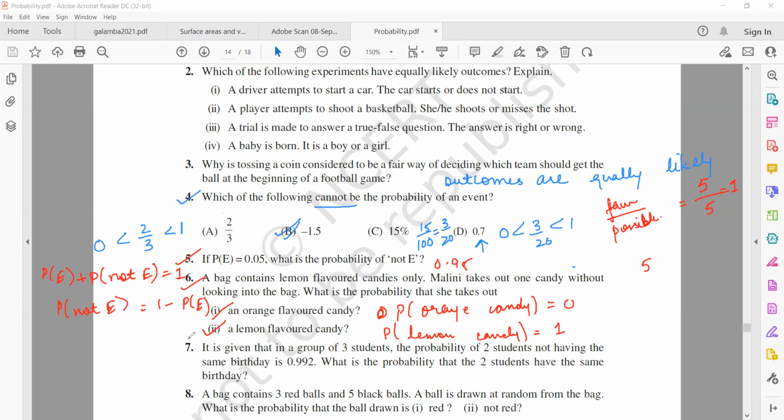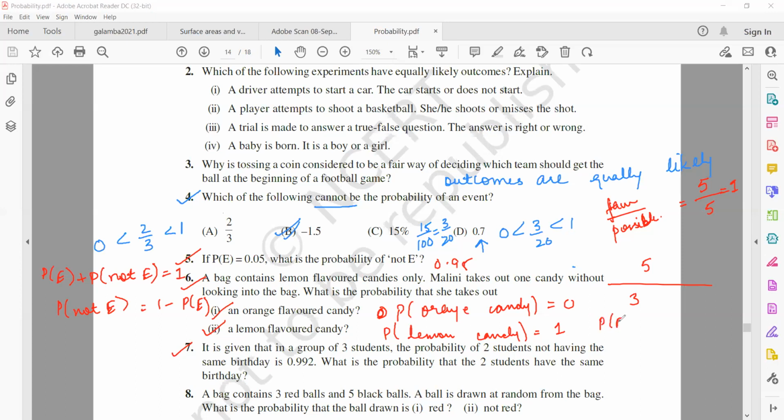Now 7th. It is given that in a group of 3 students, the probability of 2 students not having the same birthday is this. Okay, what is the probability that they have the same birthday? So you have 3 students, right? Now you are picking any 2. So there can be 2 possibilities. Either they have the same birthday or they do not have the same birthday. Clear?